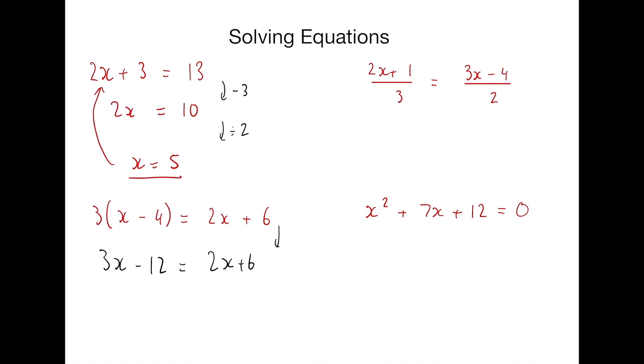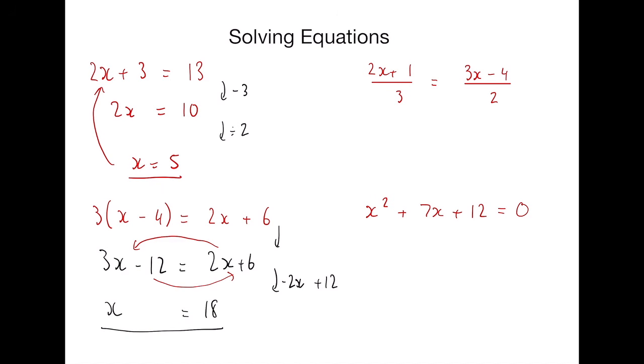Now with this next part, we are going to take away 2x and add 12 in the same go. So this will move this one over here and this one over here, leaving us with x equals 18. And that is already our final answer.